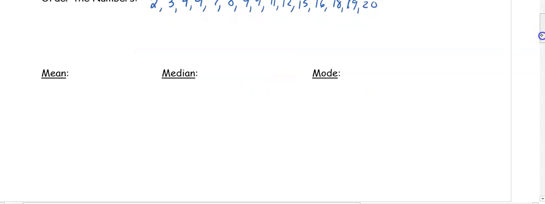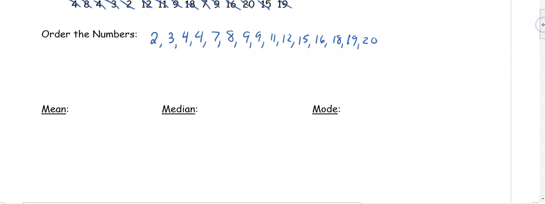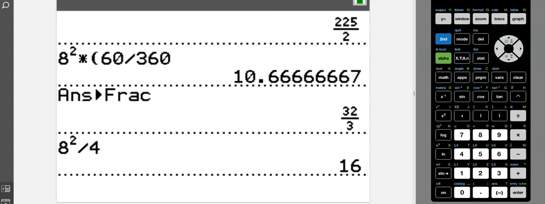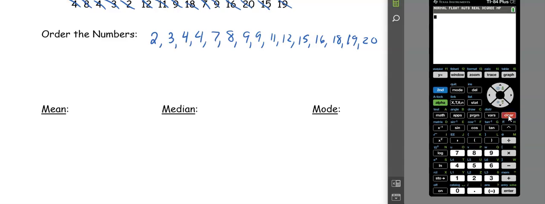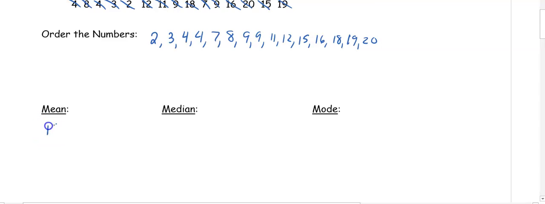To get the mean, we want to add up all of those numbers and then divide by how many numbers there are. So when we go to our calculator, we add them together: 2 plus 3 plus 4 plus 4 plus 7 plus 8 plus 9 plus 9 plus 11 plus 12 plus 15 plus 16 plus 18 plus 19 plus 20. When I add those all together, I get 157.